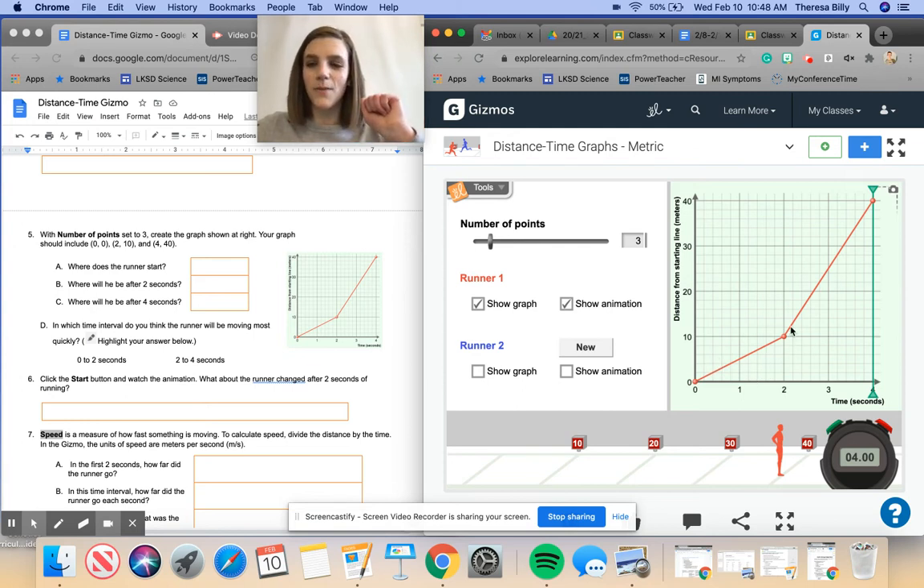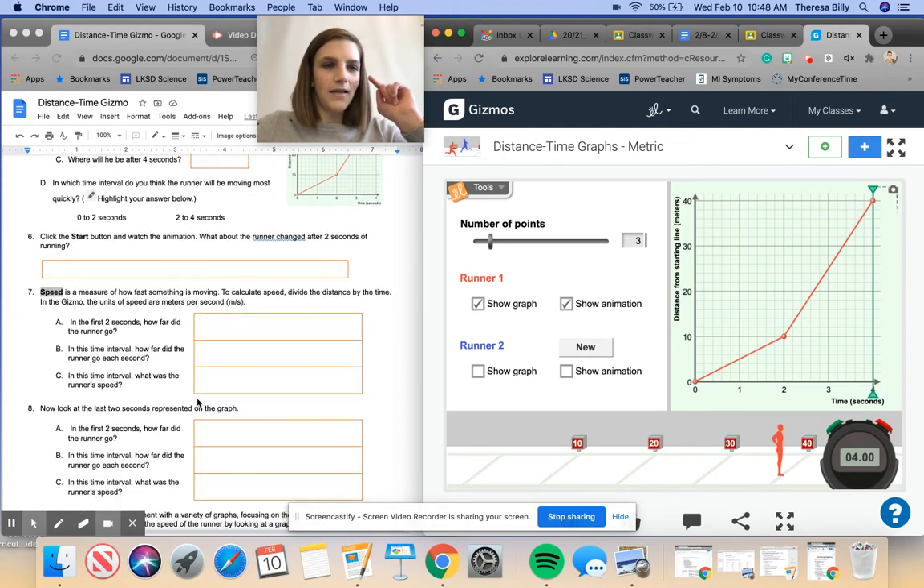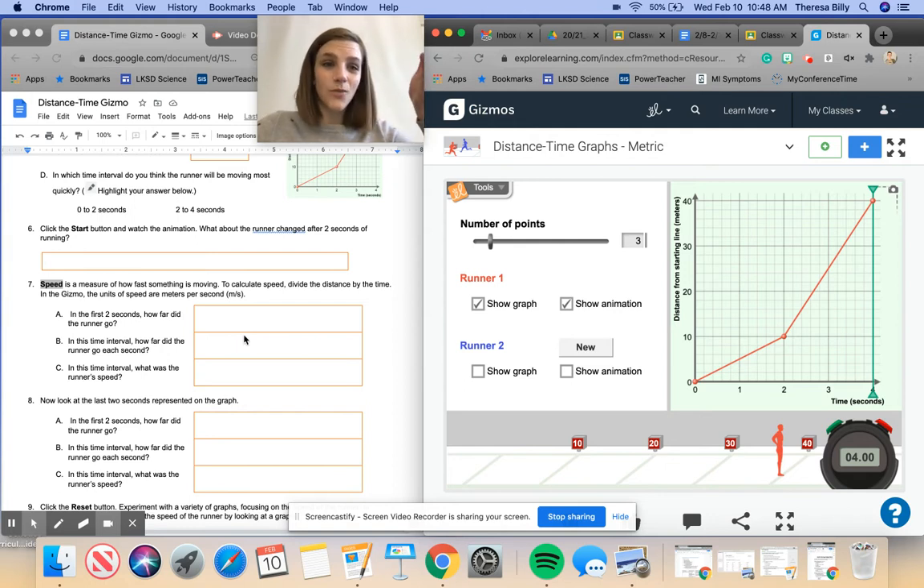Or do you think they're going to be sprinting during the second chunk from 2 to 4 seconds? So you have to make a hypothesis. It doesn't matter if you get it right or wrong, but it says highlight your answer below. So do that, and then once you do, you're going to test your prediction. Click the start button and see what happens to the runner during those 2 intervals.